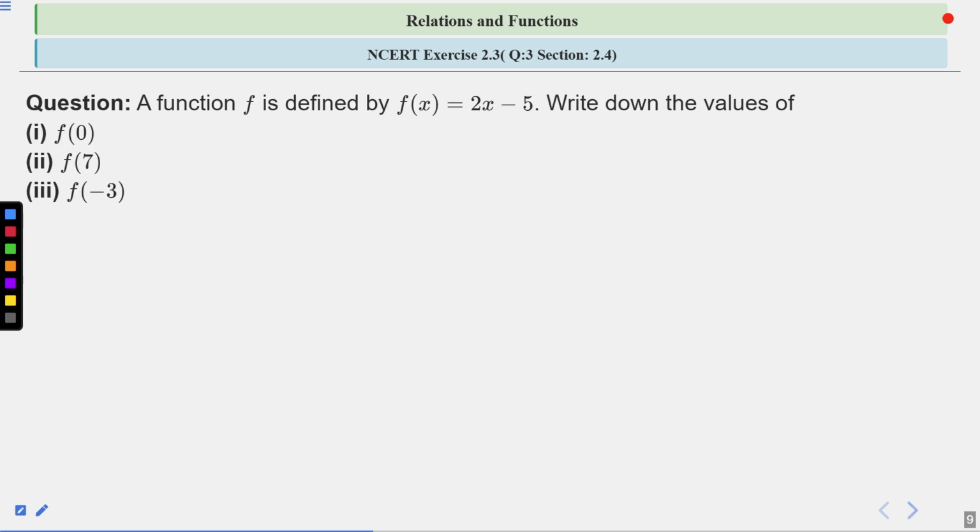This question, a function f defined by f(x) = 2x - 5. Then you have to write down the following values. What values? What will be your f(0), what will be your f(7), and what will be your f(-3)? Quite simple.